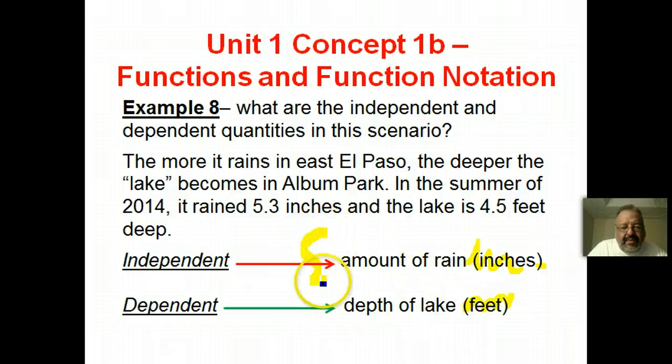Now, when you're doing independent and dependent variables, you're not going to use any numbers. There are no numbers involved. So never put numbers. You put the amount and the units.